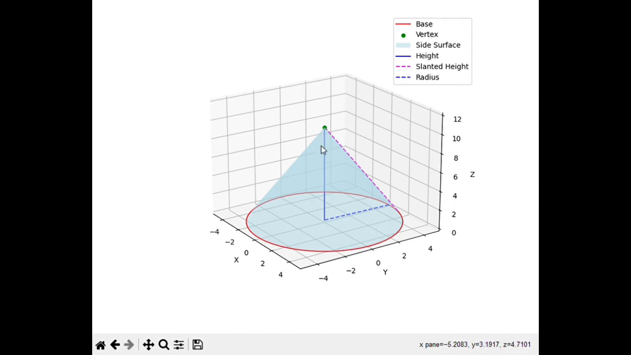Imagine this being an ice cream cone. The circular bottom would be the base of the cone, which holds the ice cream, and the pointy tip at the top is the vertex, which would be the bottom of the cone in this case.